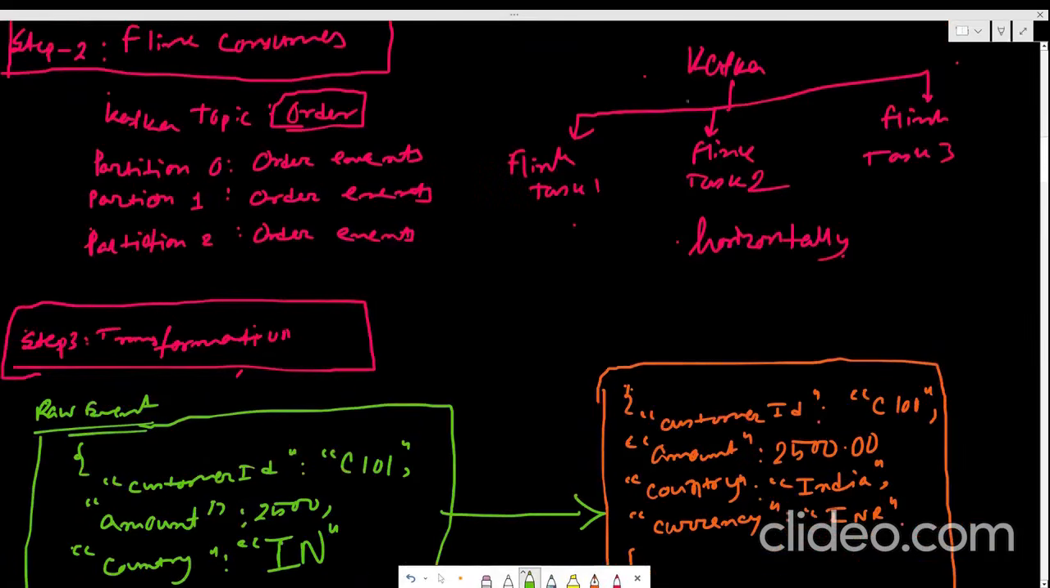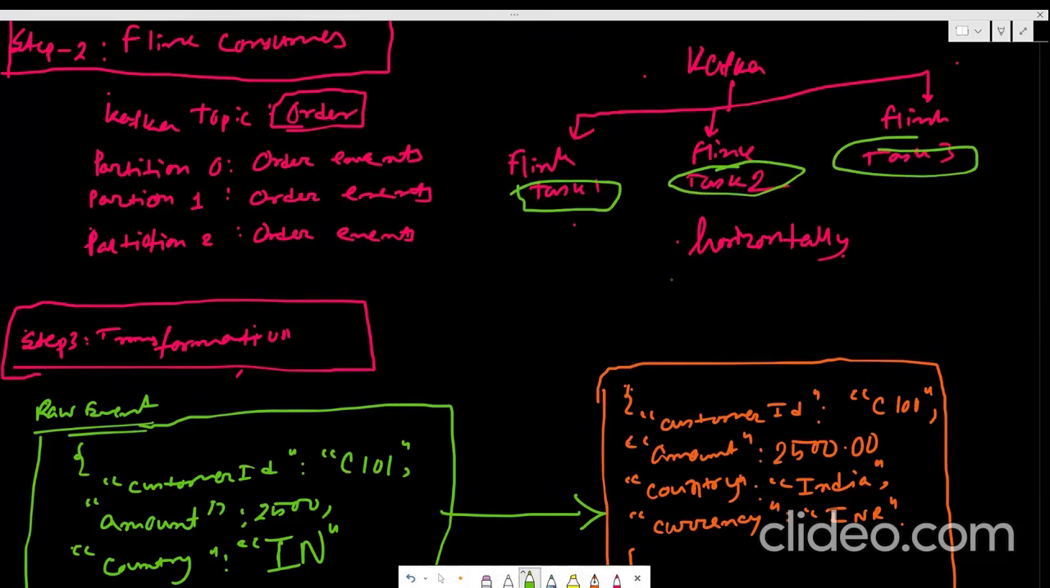Suppose in Kafka topics the data is enriched, and then when Flink consumes the data, it can segregate it into task 1, task 2, and task 3, and parallelly, horizontally, it can do the work. So a common architecture would be CDC from the database through Debezium and Kafka, followed by Flink for transformation, enrichment, deduplication, aggregation, and finally loading the processed data into some data lake, warehouse, or search systems.